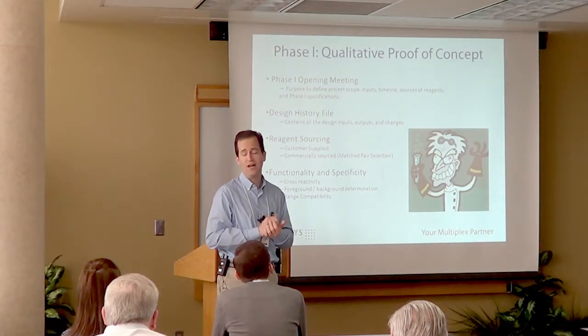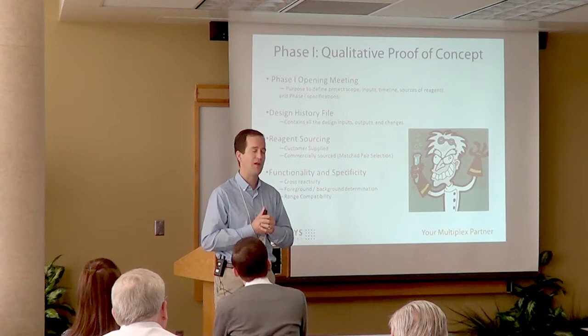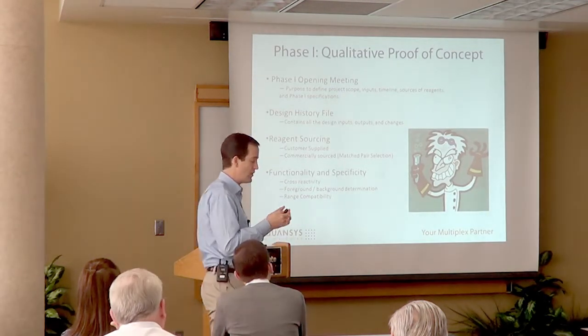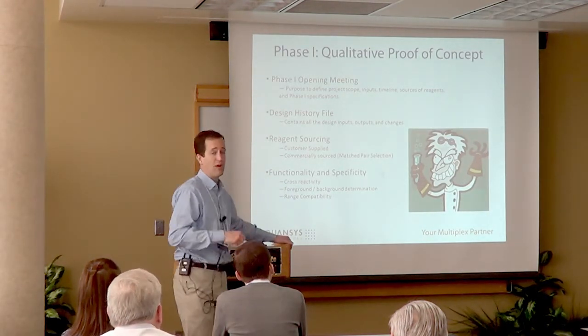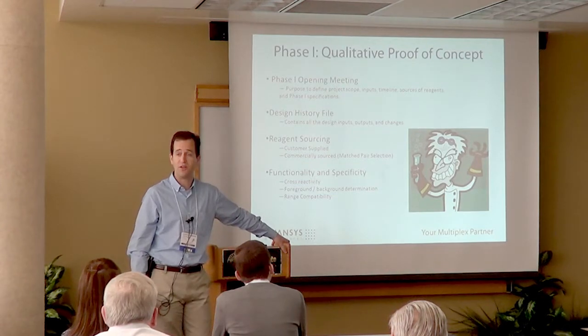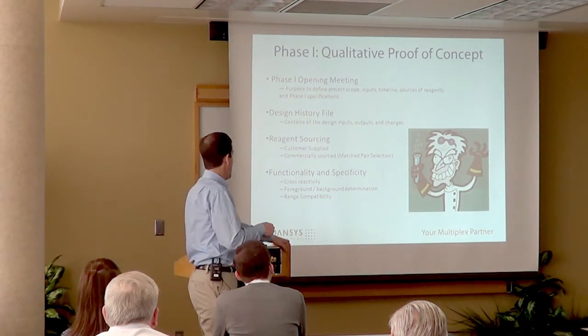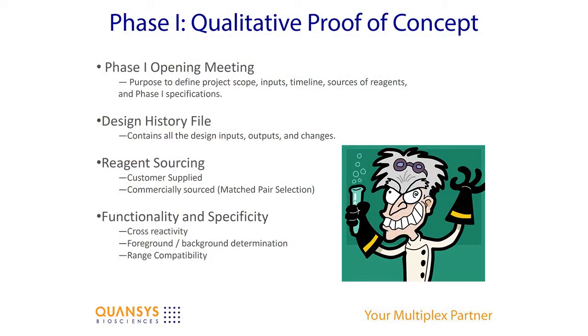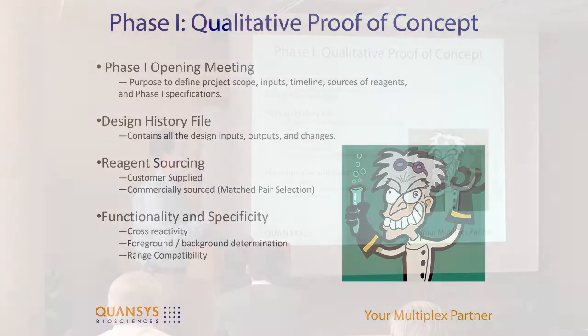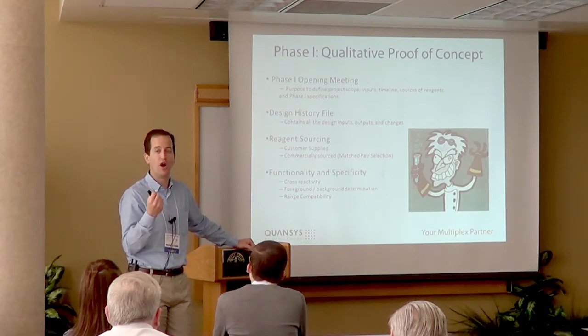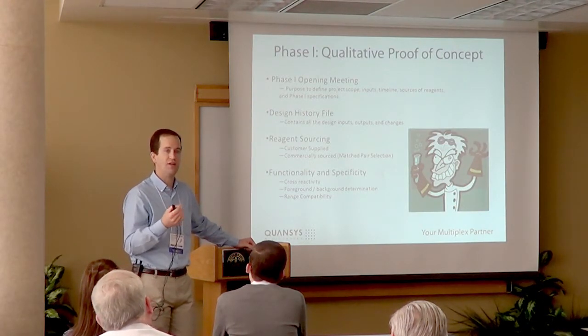We have lots of relationships with antibody manufacturers, and we will go out and survey the market, see if we can find an effective match pair that's going to work for us. And once we get those reagents in, then we look for functionality and specificity. Remember, in phase 1, we're looking for lights. We want to see, are these antibodies that we source going to be functional? And more importantly, are they going to be non-cross-reactive?